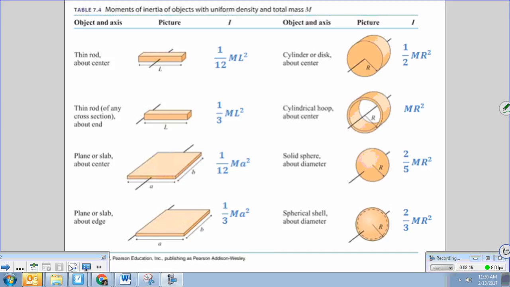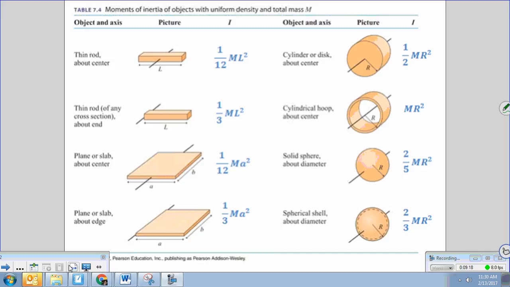Basically it's got to be much longer than it is fat or tall. In other words, this dimension needs to be significantly larger than the other two dimensions. And it needs to be uniform, like the mass needs to be uniformly distributed. So these would be approximations. Well, actually, no. If this is uniform, that's exact. It does turn out to be exact.